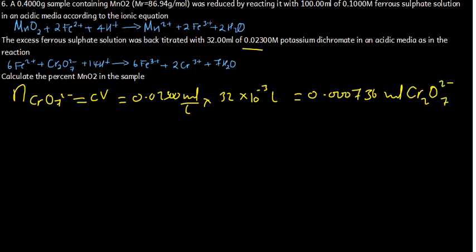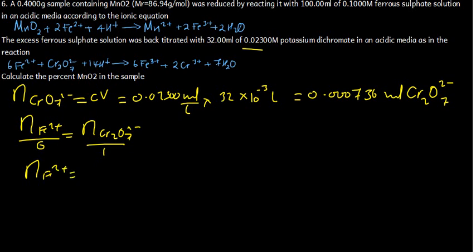Cr2O7 2 minus. So those are the number of moles. Now to determine how much iron 2 plus reacted with this dichromate, we are going to compare the mole ratio. So number of moles of iron 2 plus divided by 6 should be equal to the number of moles of dichromate divided by 1. And that is going to give us number of moles of iron 2 plus simply being equal to 6 multiplied by this.